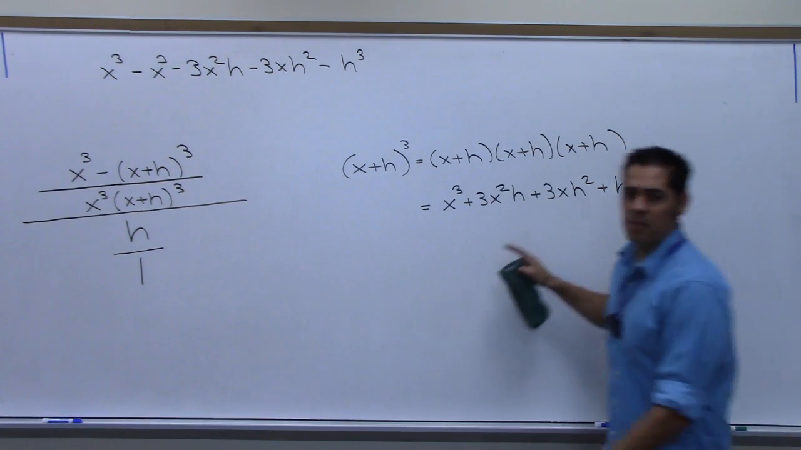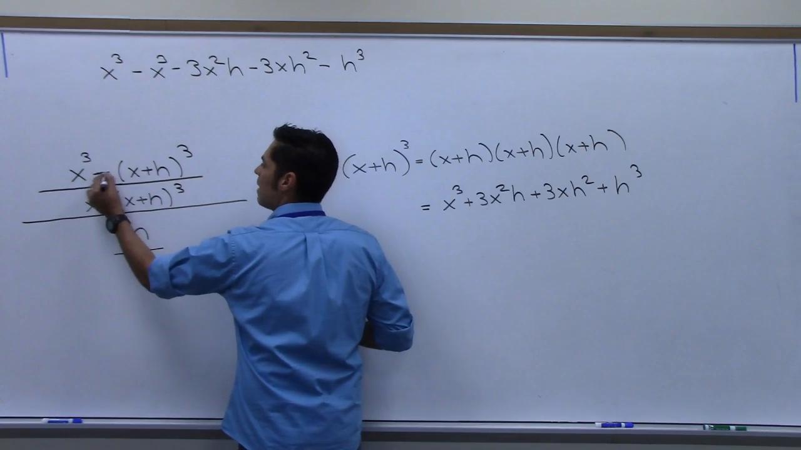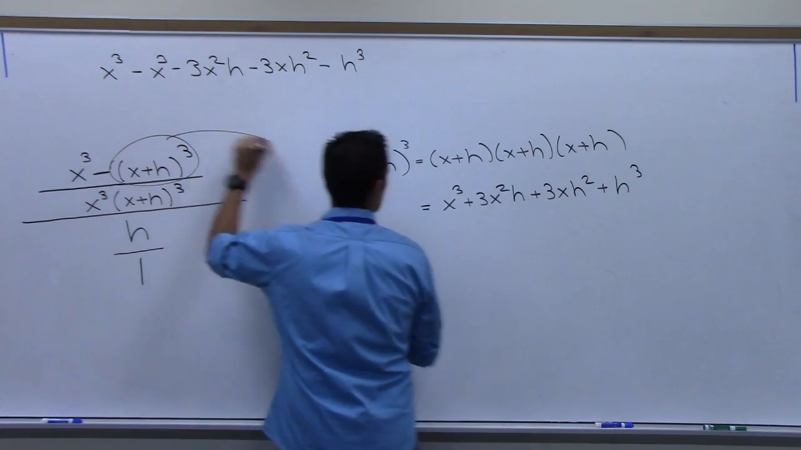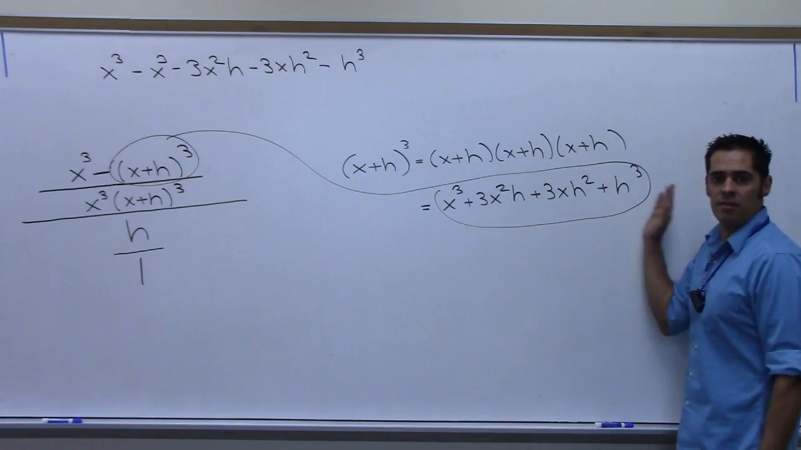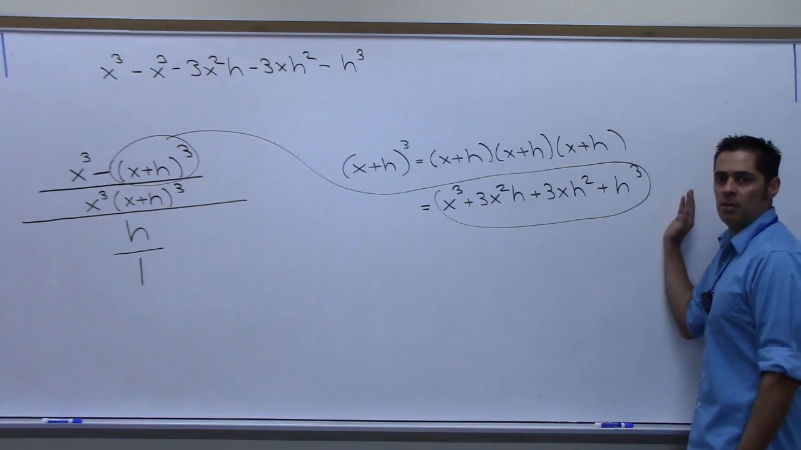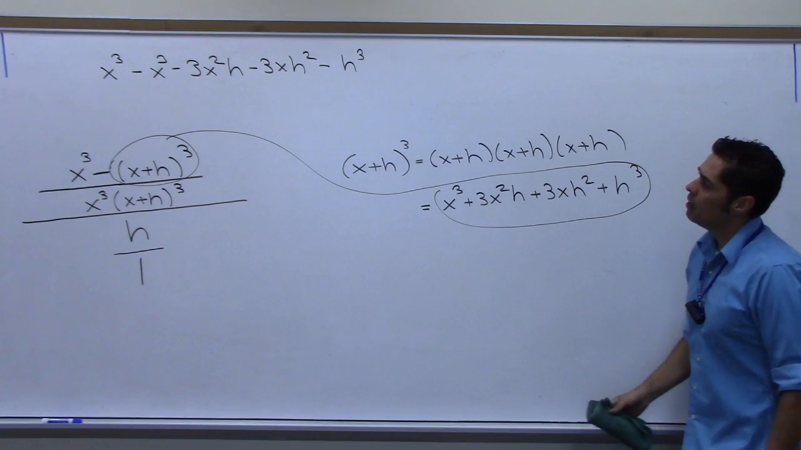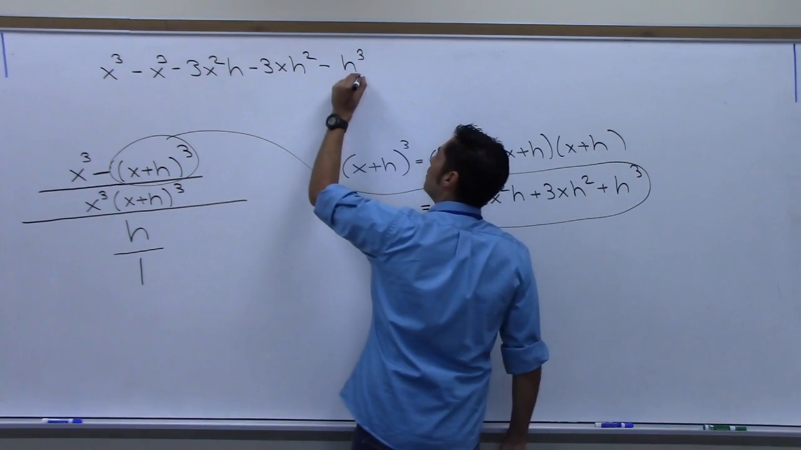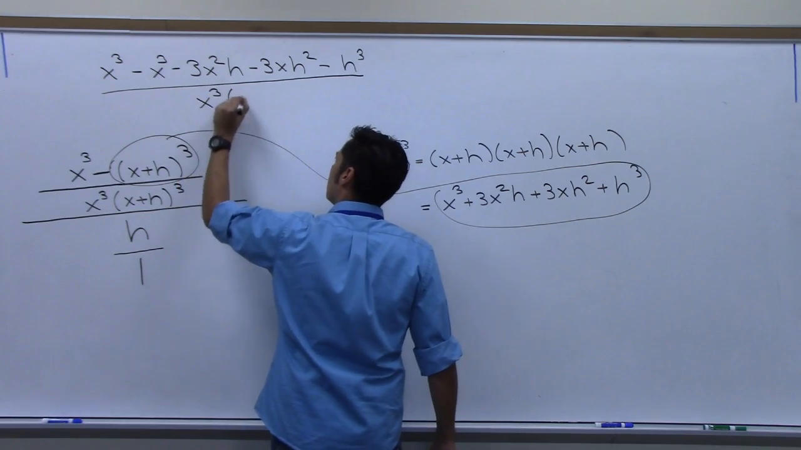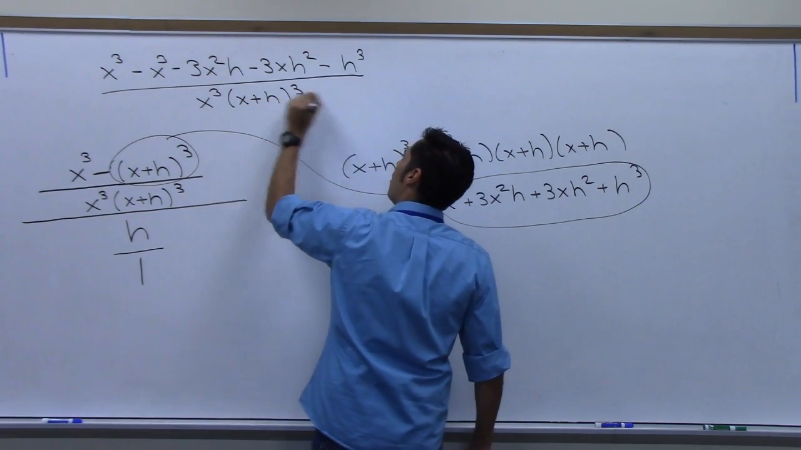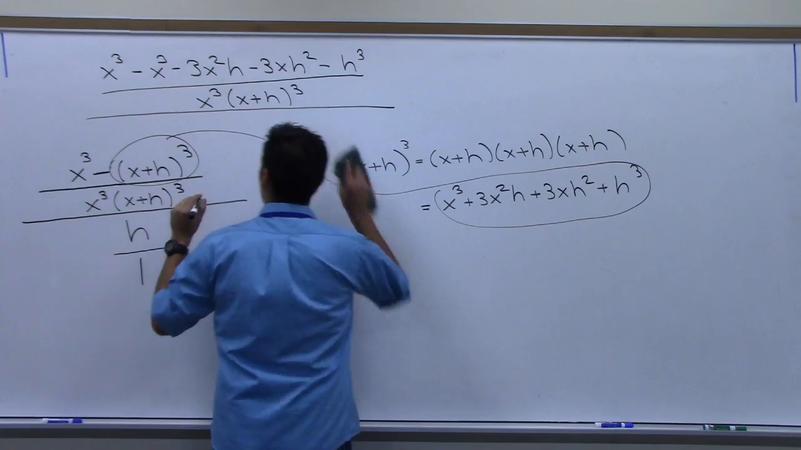But remember, I'm subtracting whatever this turned out to be. This turned out to be this. So when I subtract it, every single one of these gets subtracted. With me? That's all divided by the common denominator, and then all of that's divided by h.